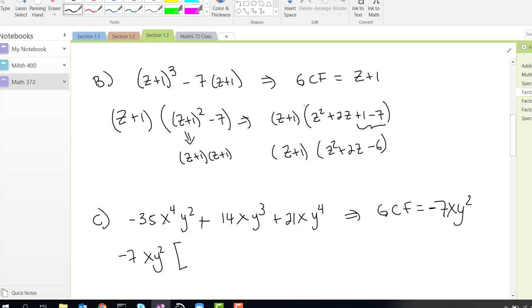And don't worry about whether I'm using parentheses or brackets. It's just a grouping term. So it doesn't matter if you use parentheses or brackets. So let's see. I took out the minus 7 to get a negative 35. I need a 5, right? Negative 7 times 5 is negative 35. I took out a single x. So to make it x to the fourth, I need x cubed. And we did take out the entire y squared, so I don't need it there.